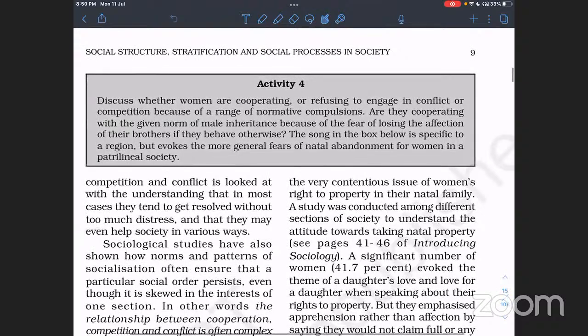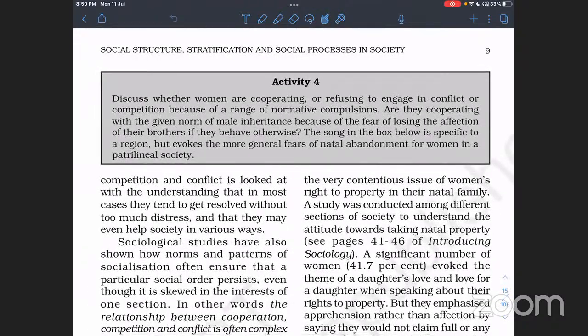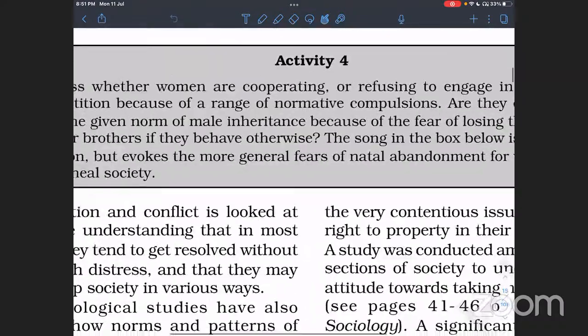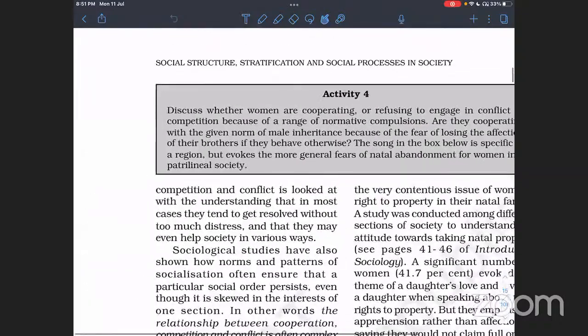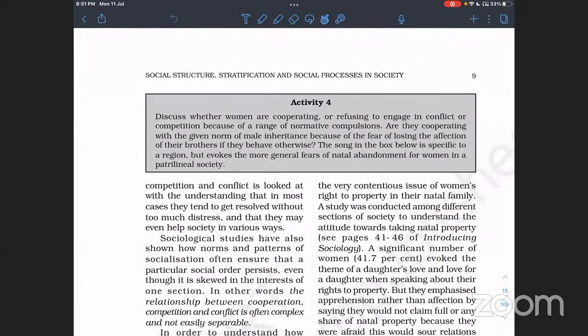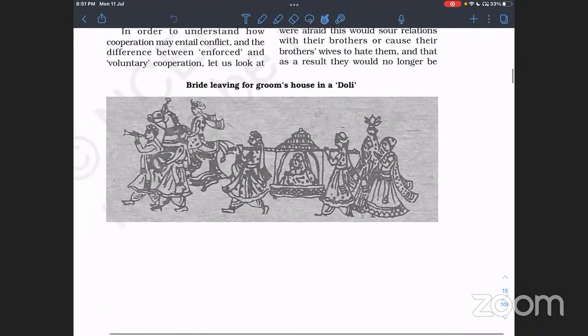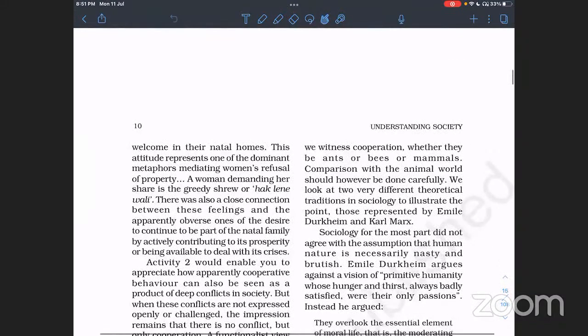So all these insecurities are a classical example of social stratification, which is nothing but gender stratification, and an important component called patriarchy, which is a part of the Indian social structure. The social processes are characterized by conflict or competition, or lack of conflict or lack of competition among women. So I hope you are understanding. Look at this bride leaving for a groom's house in a doli. This is what happens in Indian society, right? Yes.